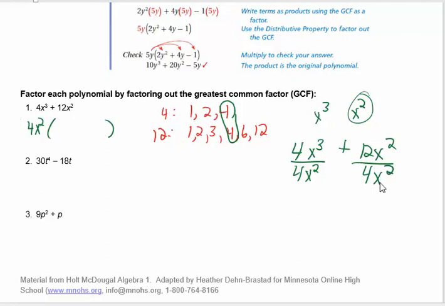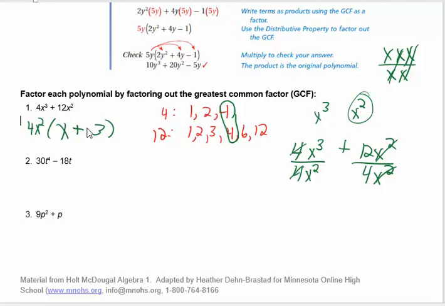So 4x cubed divided by 4x squared. Well, the 4's cancel. X cubed divided by x squared is the same as x times x times x divided by x times x. 2 of the x's will cancel, and I'm just left with 1x. So that's all that I have for the first term left over. For the second one, the x squareds are both going to cancel. That's the exact same thing on top and bottom, and I just have 12 divided by 4 is 3. So that's how you would factor number 1. Now, if everything factors out, then put a 1. Don't leave it as nothing.